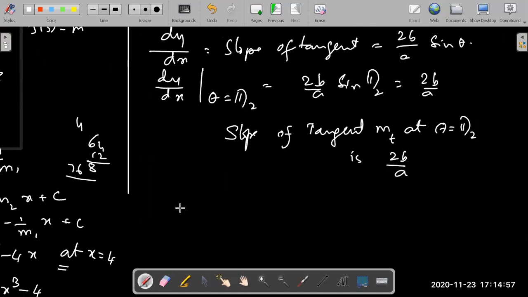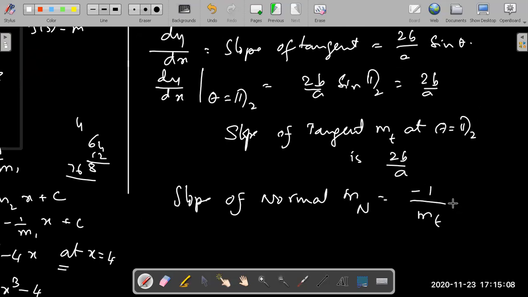So the slope of normal, let's say mn, equals minus 1 by mt. That's equal to minus 1 by 2b by a. So that's equal to minus a by 2b. That's the answer. So we have completed the sixth question also.